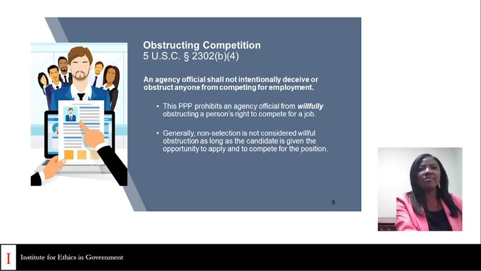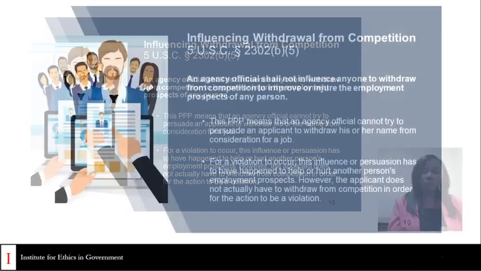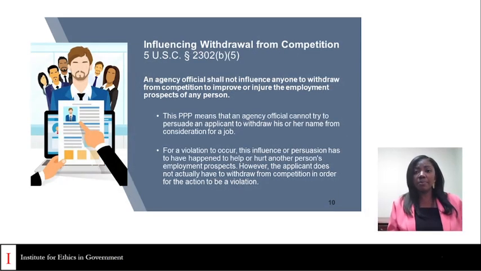Okay, let's go ahead and move to the next slide. We're talking about influencing withdrawal from competition. This is B5. We generally see this prohibition come up more so when someone has a particular preference, specifically veterans' preference. One of my colleagues handled a case concerning a gentleman who was interested in applying for an opportunity in an agency, and it was open to all U.S. citizens. Based on his point preference, he rose to the top of their certificate of eligible applicants.